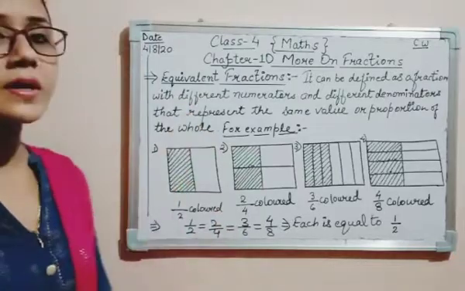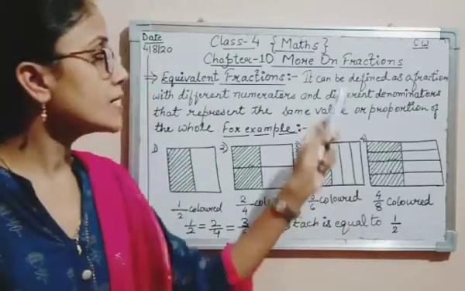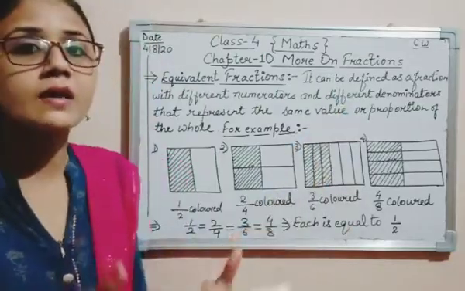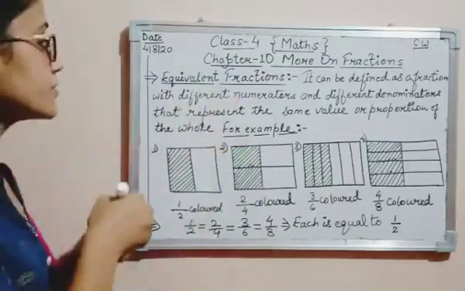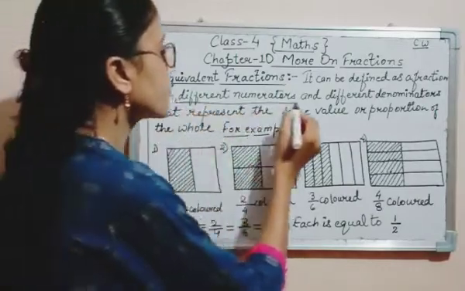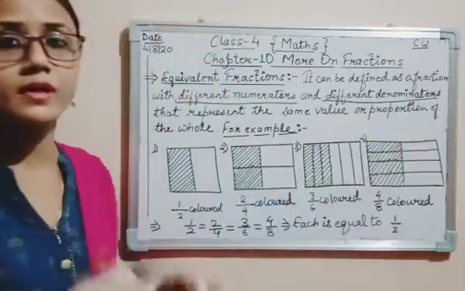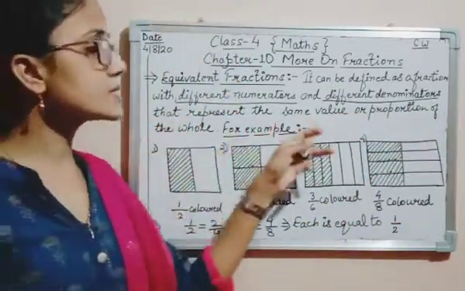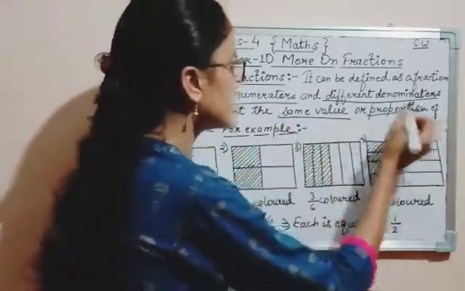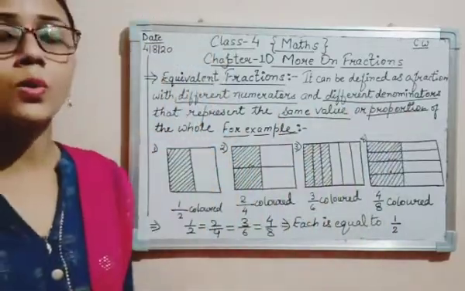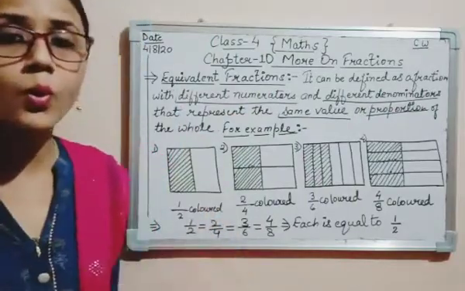Now, the first topic in our class is equivalent fractions. What do you mean by equivalent fractions? It is defined as a fraction, एक तरीके का fraction है with different numerators. Different numerators and different denominators, जिसका denominator और numerator different होता है, that represents the same value. But उनकी जो value आती है, उनका जो proportion होता है, that is the same, and that represents the same value and proportion of a whole.